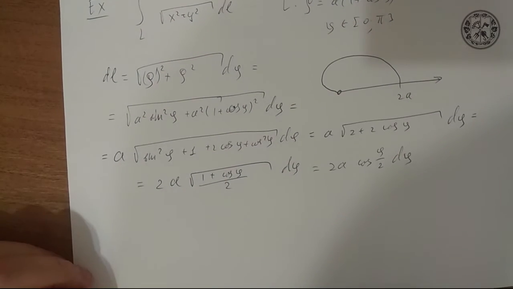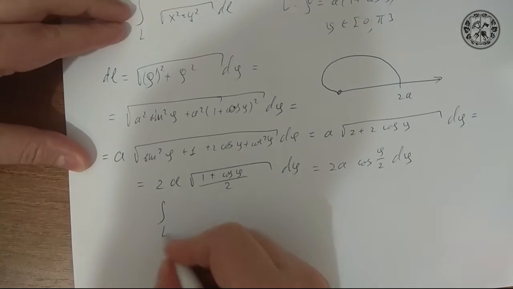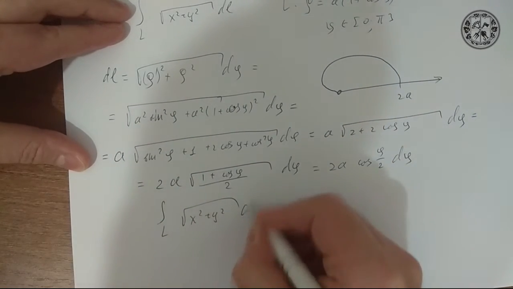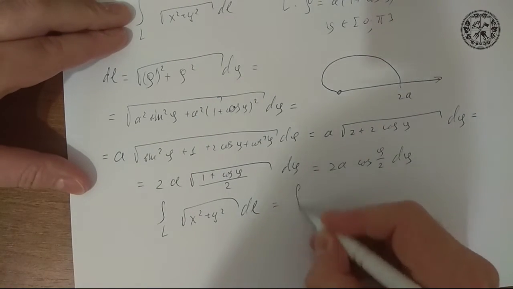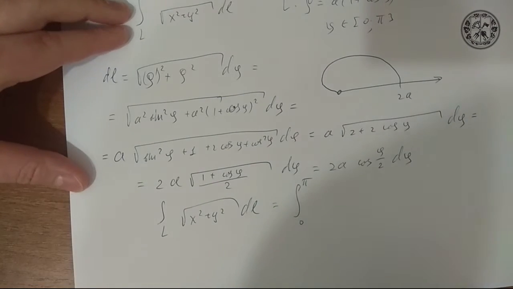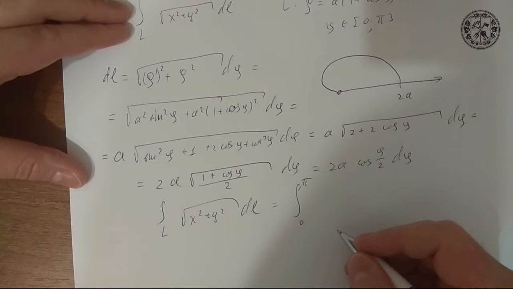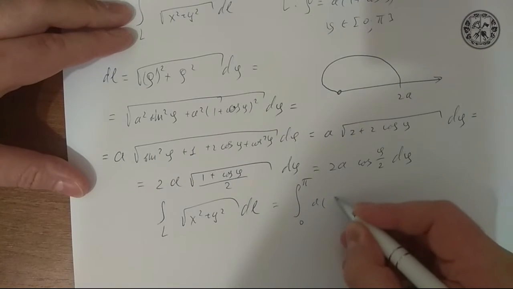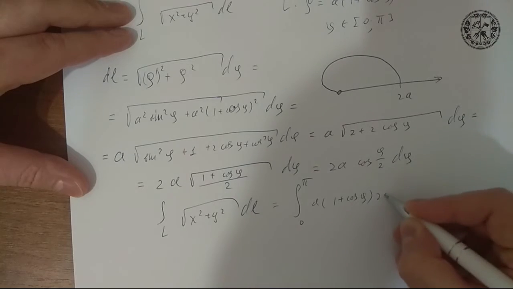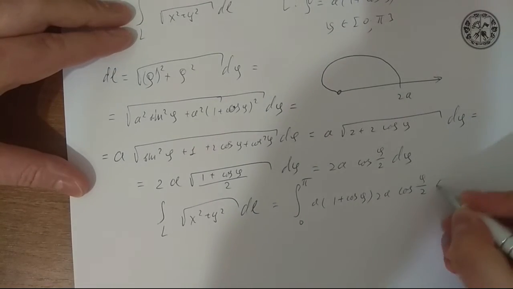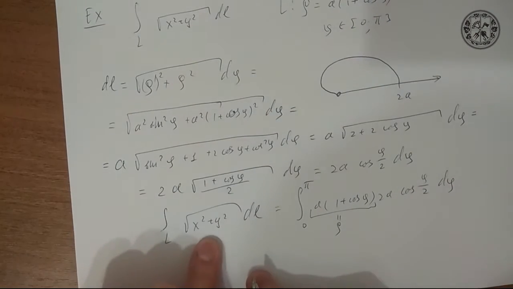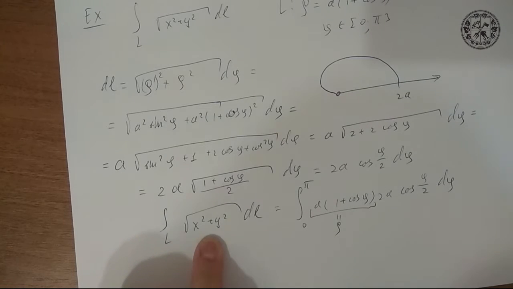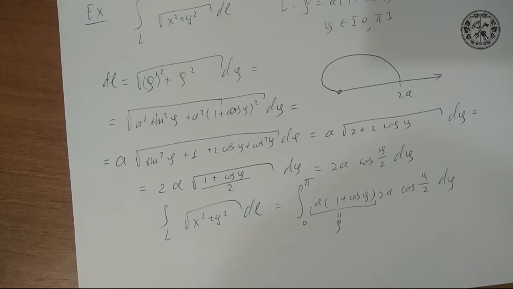Now, returning to our integral by L square root of x squared plus y squared dl, we will get integral from 0 to pi a by 1 plus cosinus phi by 2a cosinus phi over 2 d phi. This part is actually rho, because square root of x squared plus y squared is rho, if we make this change of coordinates.